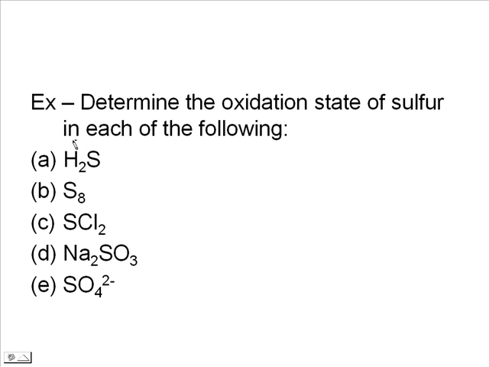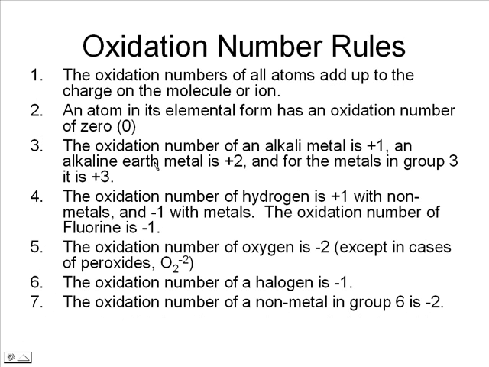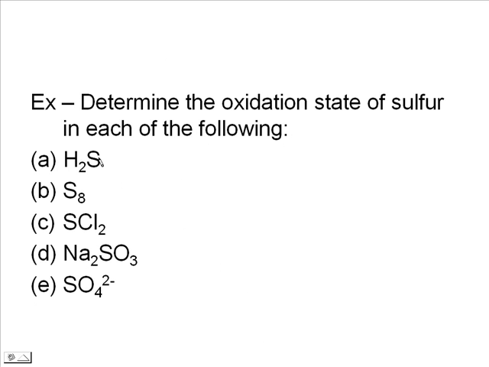Okay, so here's an example of 5 different compounds that have sulfur in them. We need to be able to look at those compounds and determine what would be the charge on sulfur in these compounds. So on A, we've got H2S. H2S, hydrogen is with a nonmetal. If we come back to our rules, rule number 4, it is plus 1 with nonmetal. So therefore, hydrogen is plus 1. That means sulfur must be negative 2.